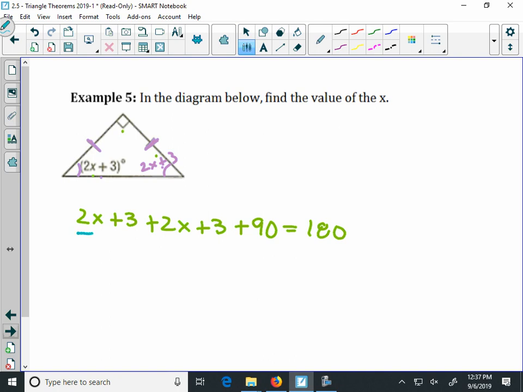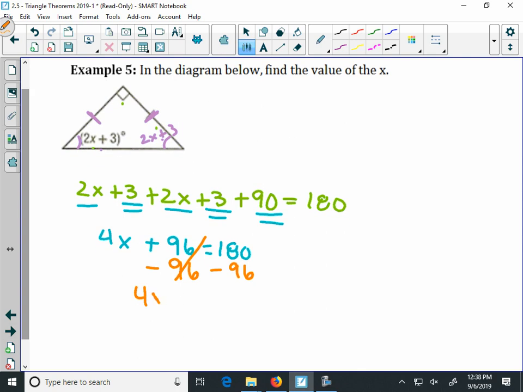So combine my like terms, I get 4x plus 3 plus 3 plus 90 is what? 96. 96, good. Move the 96 over. 84. Then we get 84. Divide by 4. X ends up equaling what? 21.